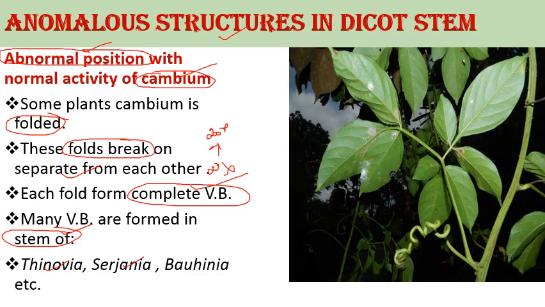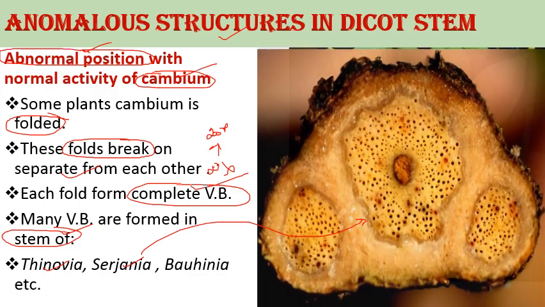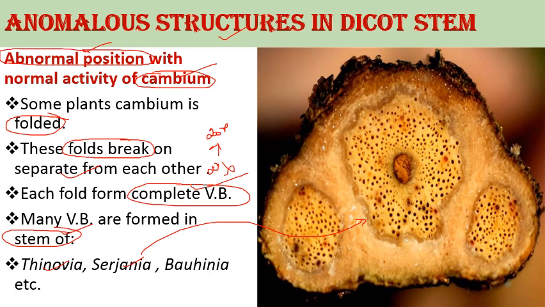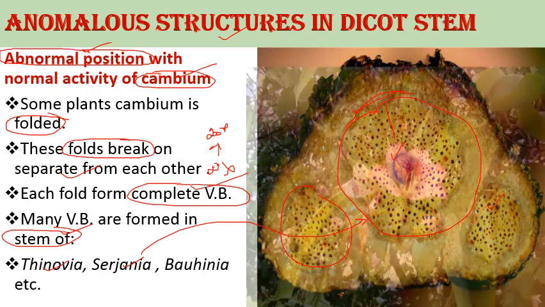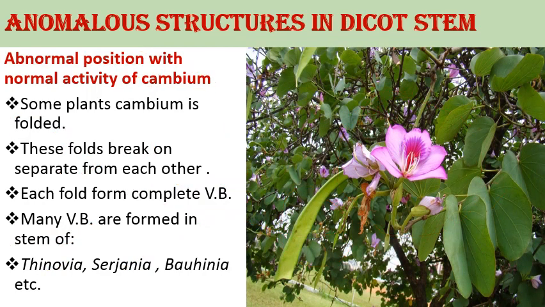This is the photograph which shows Serjania, and this is the section of Serjania which shows different vascular bundles. This happens due to breakdown of that cambium strip. The folded cambium strip separates and forms the complete vascular bundle. This is the photograph of Bauhinia purpurea. This plant is also known as camel toe tree because its leaves' shape is just similar to that of a camel toe, so that's why it is also known as camel toe tree.